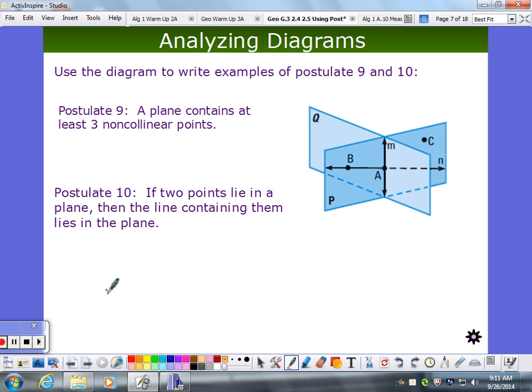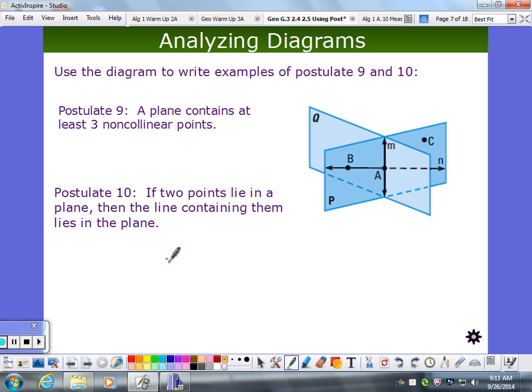So postulate 9 is a plane contains at least 3 non-collinear points. So can we find, just from this picture, something that illustrates this particular postulate? So a plane contains at least 3 non-collinear points. Amanda, what do you think? I'd like to say two things.